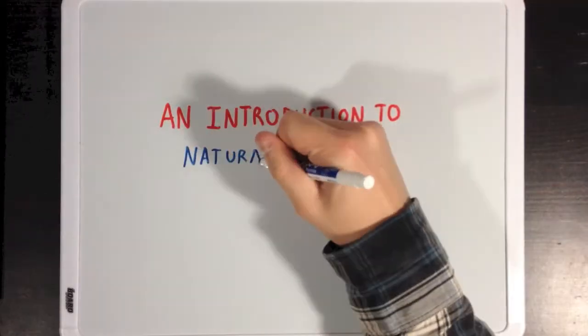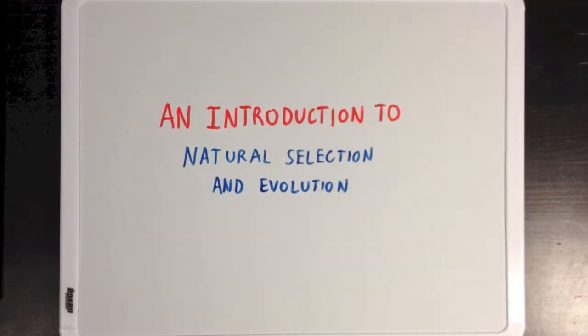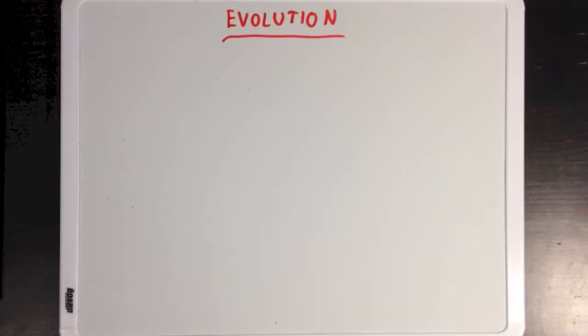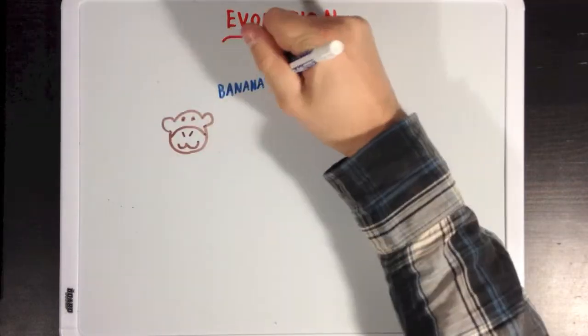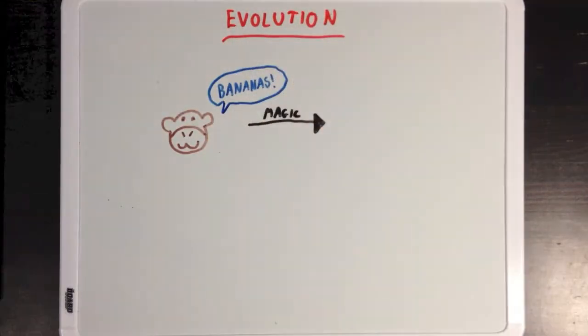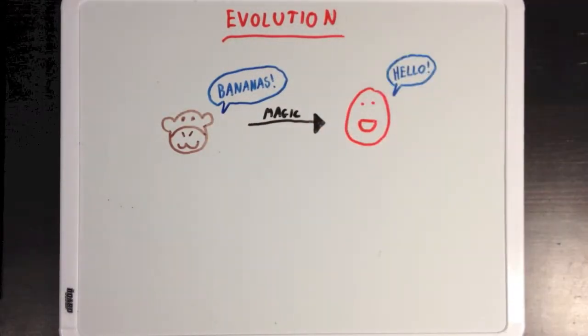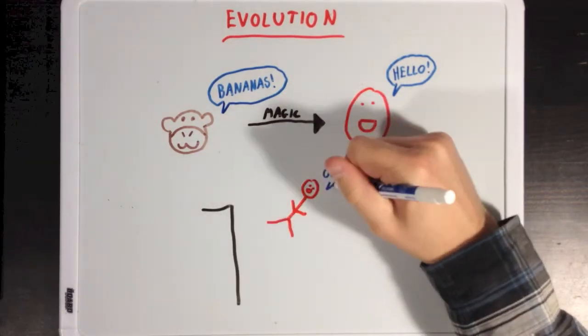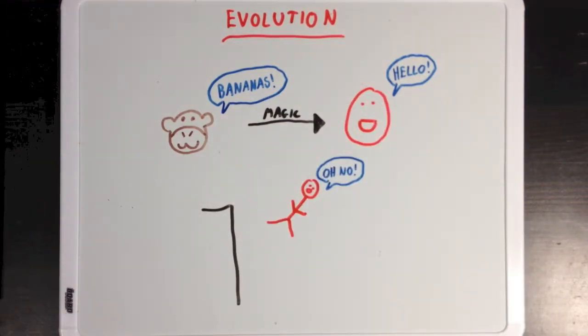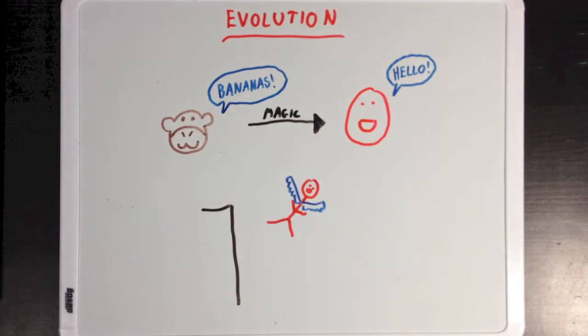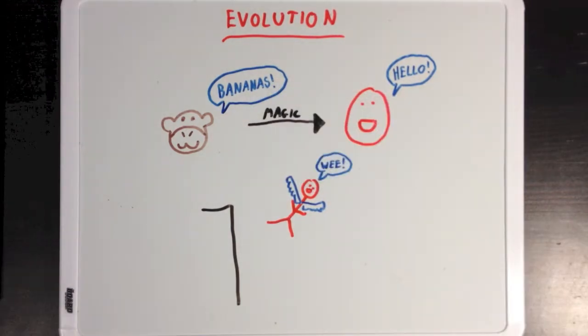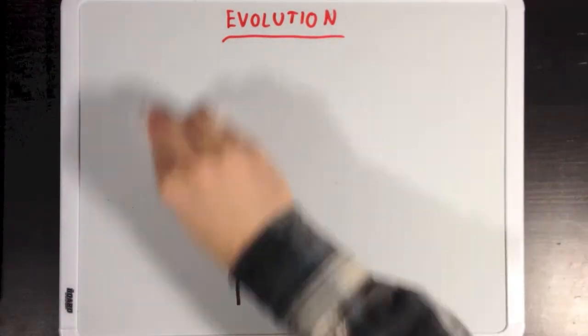So today we're going to talk about a topic that's very central to the idea of evolution, and that's natural selection. But before we get into that, I want to talk about what evolution isn't. Evolution isn't when some organism, like this monkey, magically transforms into a human. And it's also not when an organism changes in some way when it's in trouble, like a person growing wings after jumping off a building.